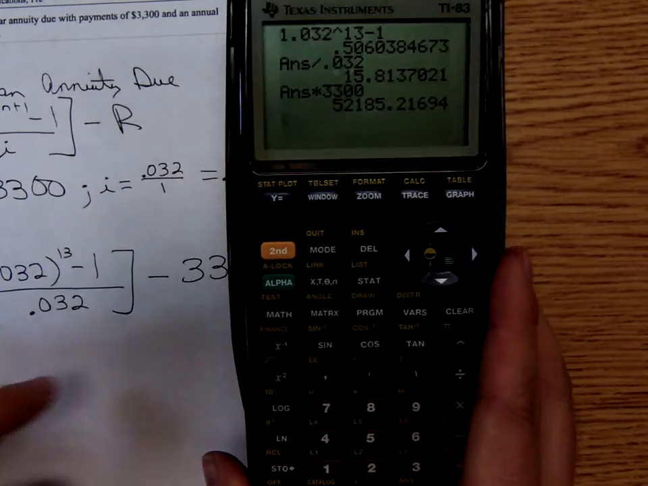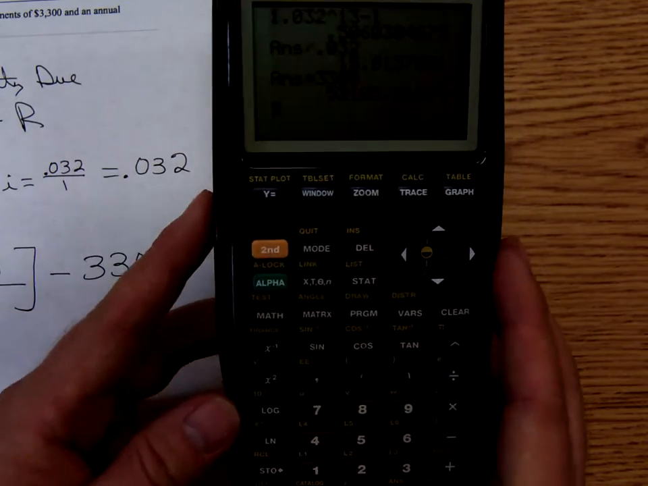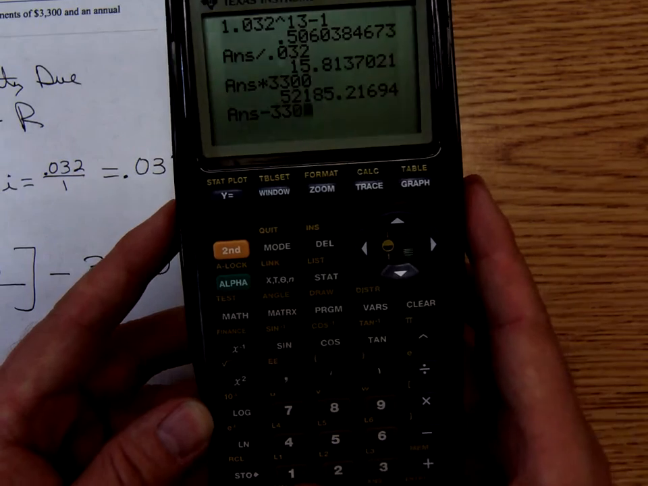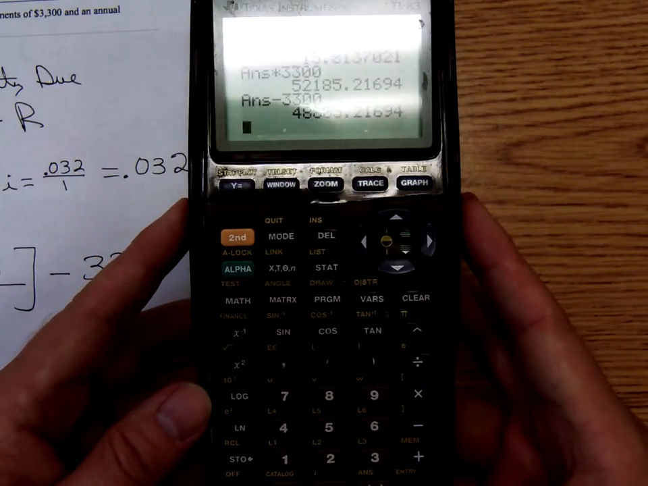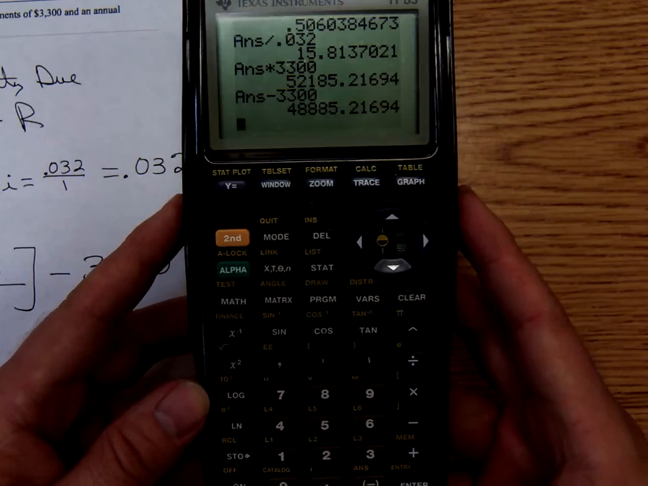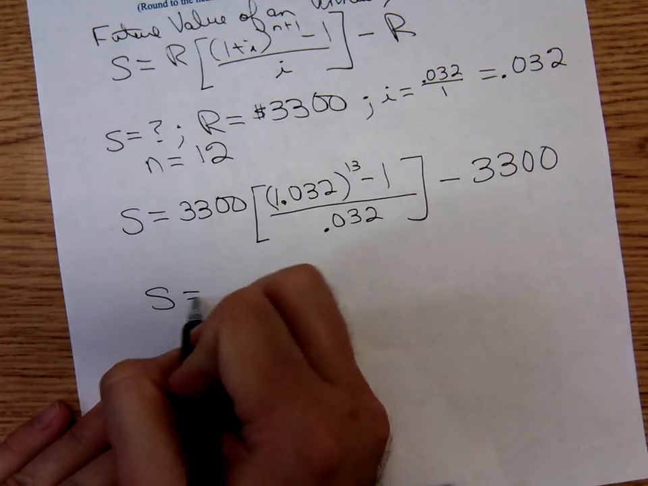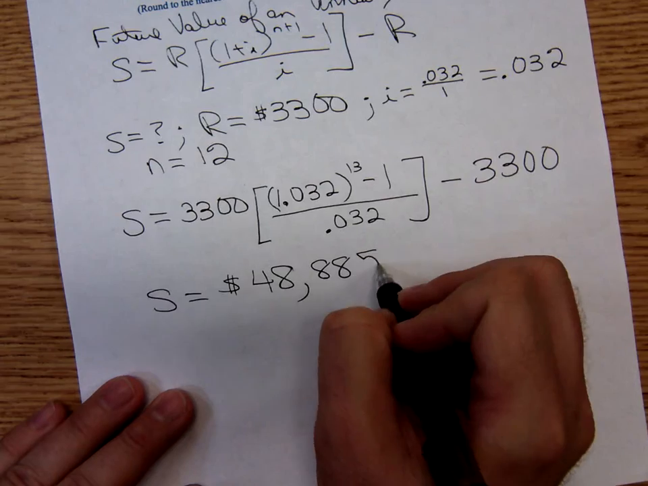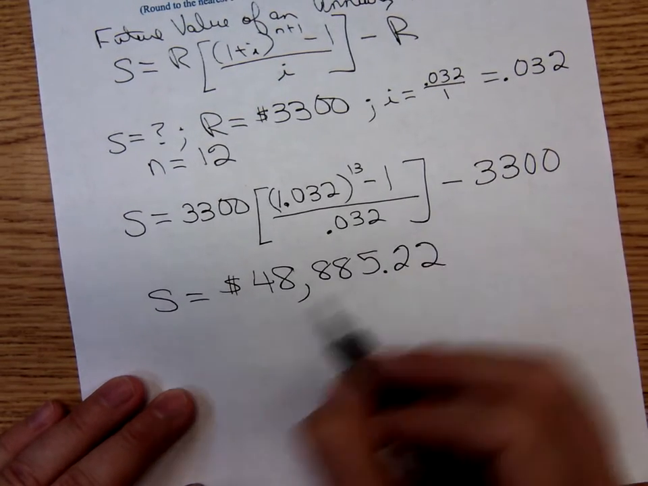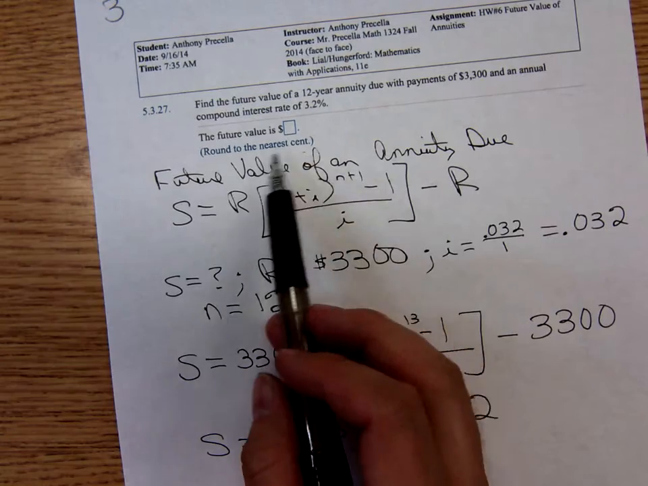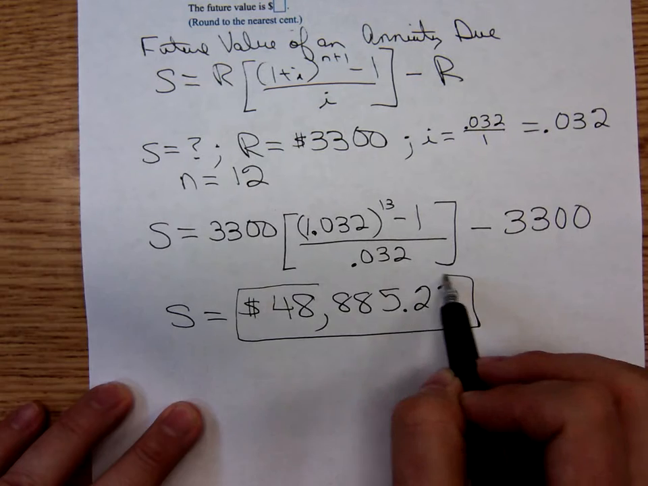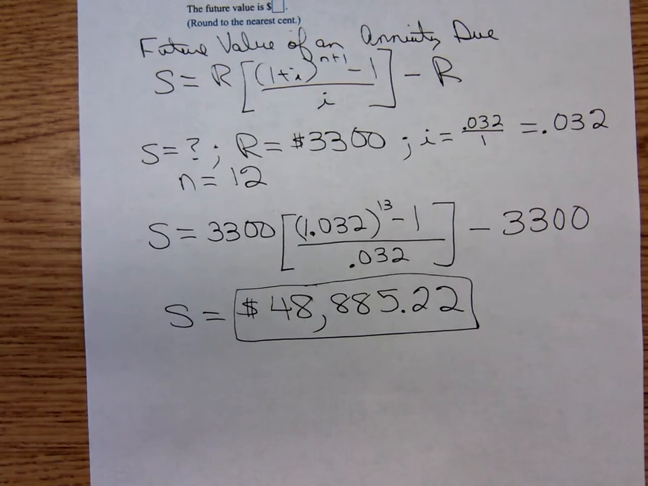And then finally, I subtract off my artificial payment of $3,300. So minus 3,300. It looks like this 12-year annuity due will have grown to $48,885.22. They want it rounded to the nearest cent. Be sure to round accordingly, but don't round too early, for my final answer.